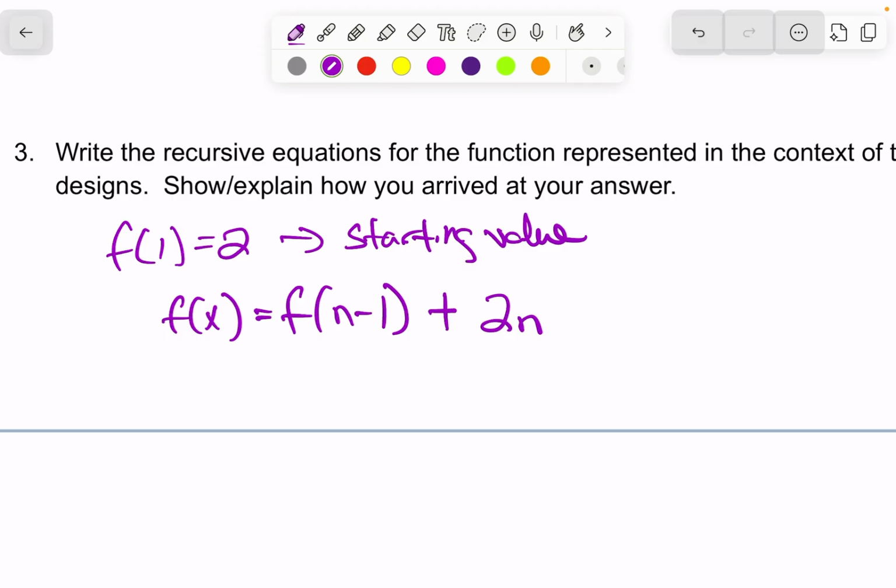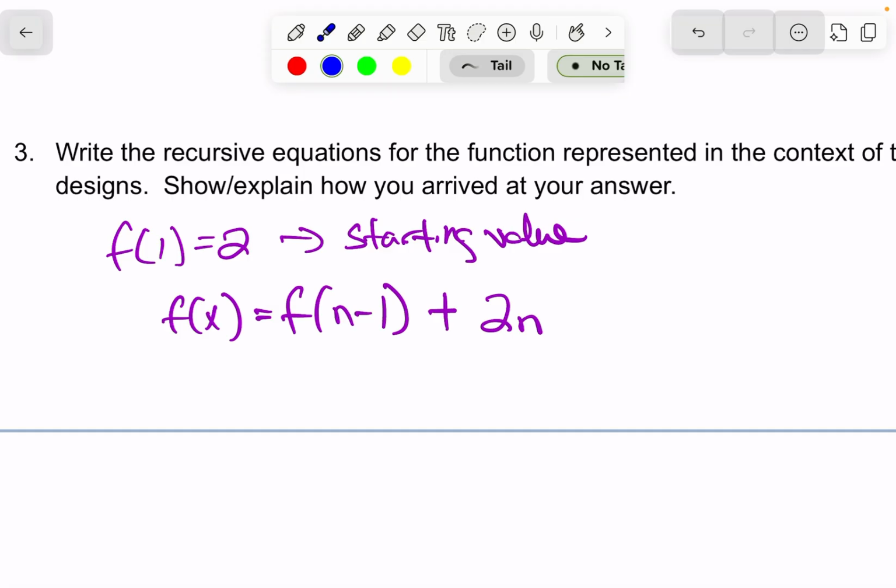So what does each part mean in the context of the shirt design? Well, our f of 1 equals 2. That's the very first shirt design. It has 2 squares. This right here takes the shirt from the step before. So that's our previous shirt. And then plus 2, you're adding 2 extra rows of n squares, one going across the top and one going down the side. But remember, there's one shared square, so it simplifies to plus n on each side, which is 2n total. So how do I know it's 2n?